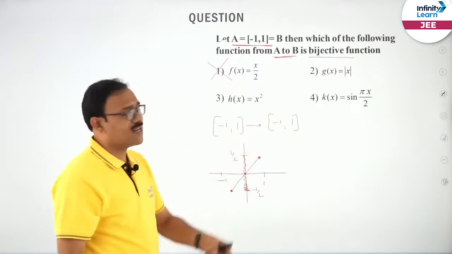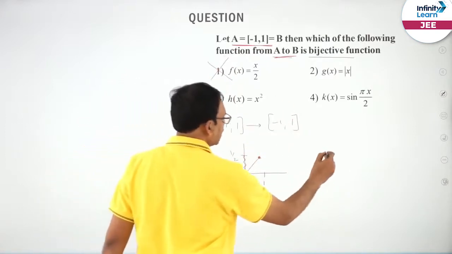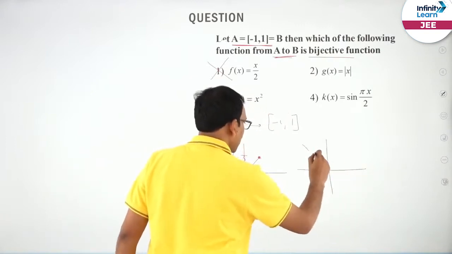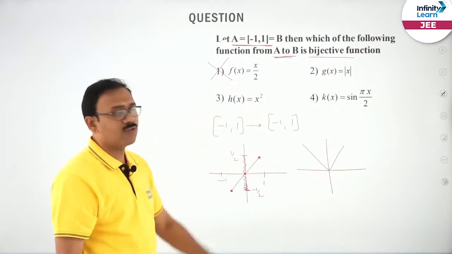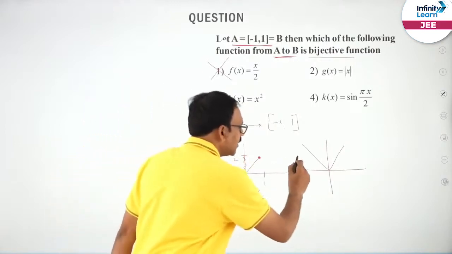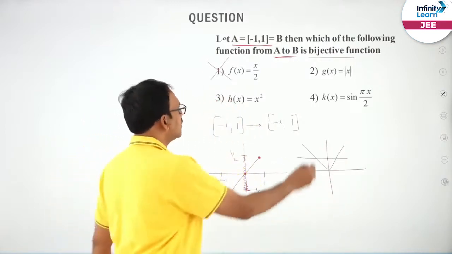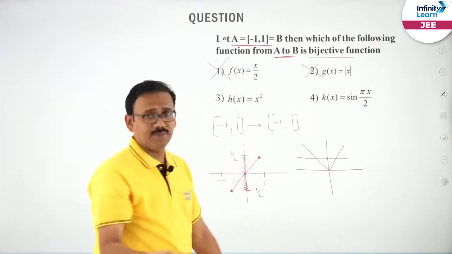And mod x is also a standard one. From minus 1 to 1, mod x will be a V shape, you know, it is a familiar one. It is not 1-1, because a horizontal line cuts at 2 points. So, this is not 1-1. So, it is not a bijection.